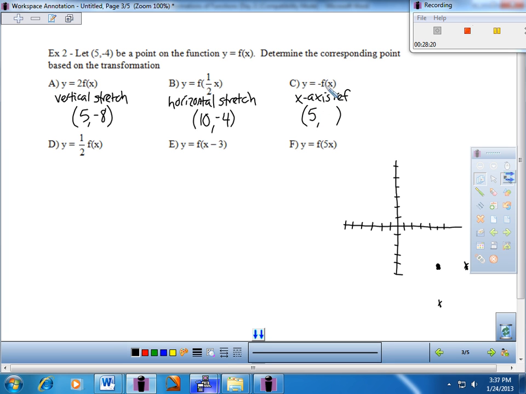How are you changing the output? How are you changing the y's? Well, I'm basically changing everyone to its opposite. So in order to reflect it over the x-axis, make it come up here. Well, basically it changes from negative 4 to its opposite. Okay, good. 3 down, 3 to go.